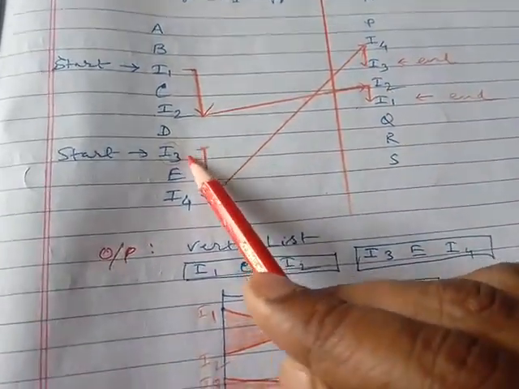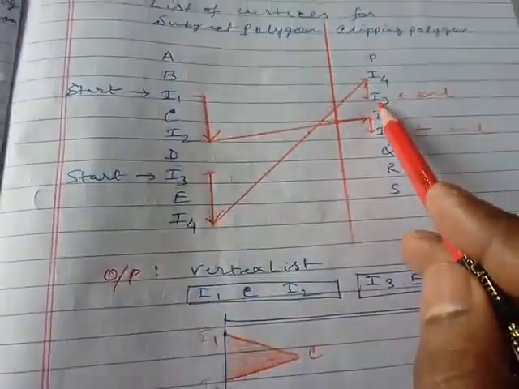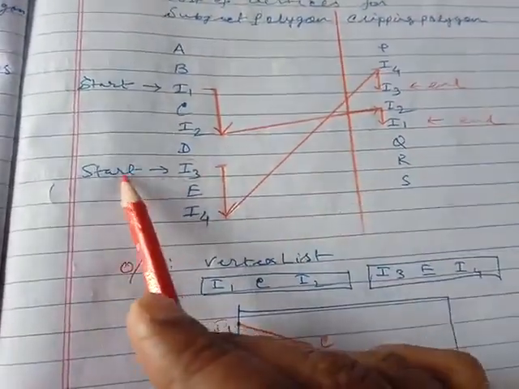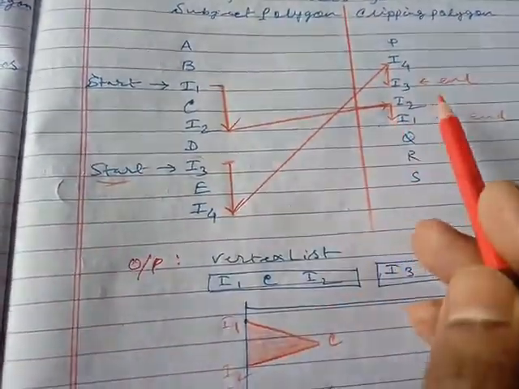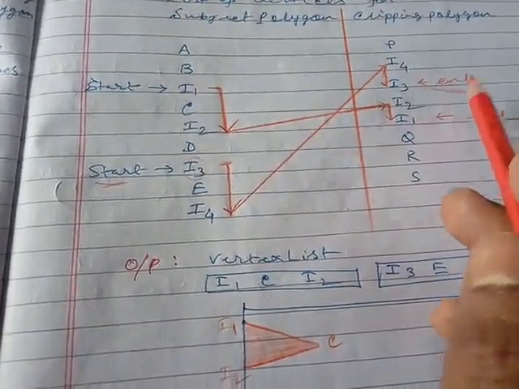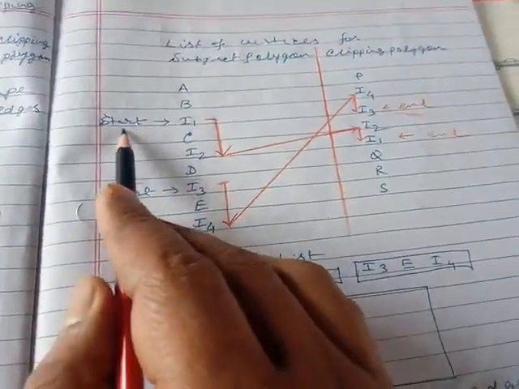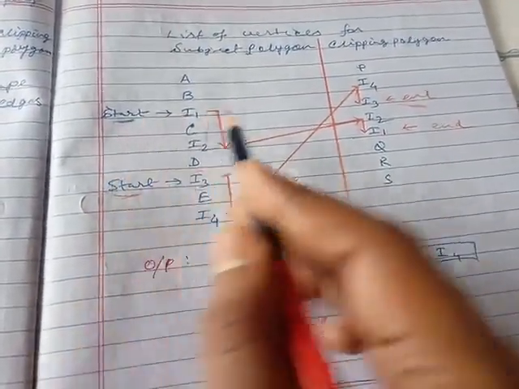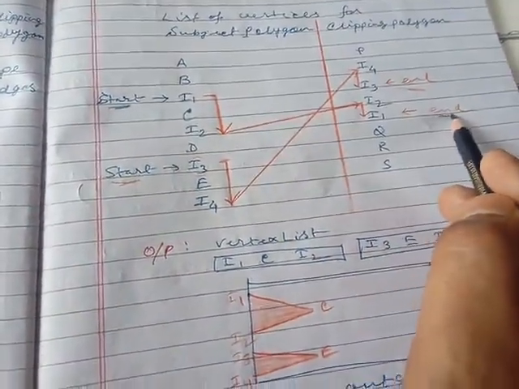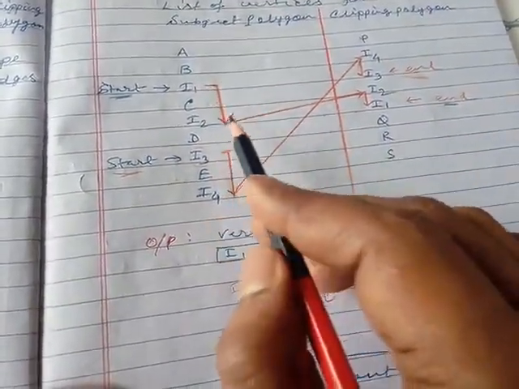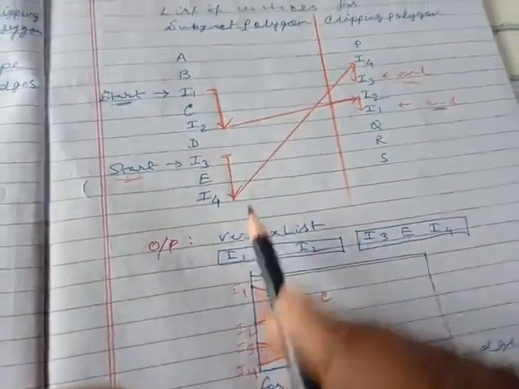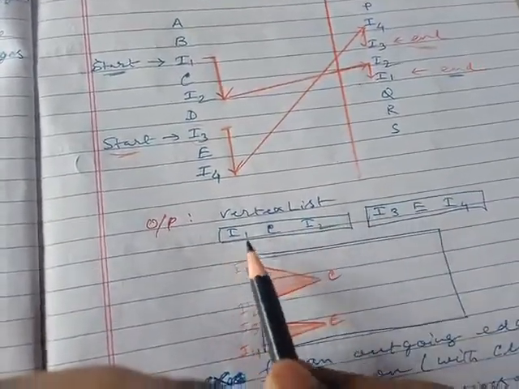Here the previous intersecting point was I3, so here we got the I3, so we will end the procedure here. So this is the starting procedure, this is the corresponding end procedure here. So this was the starting procedure, another starting procedure, this is the corresponding end procedure here. So for these two sub procedures, we will get the two lists of the vertices.